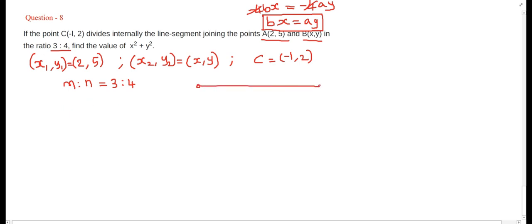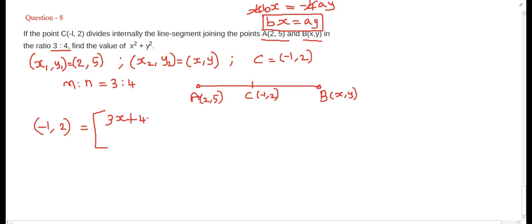So just draw the diagram. A is 2 comma 5, B is x comma y, C is minus 1 comma 2. So equating with the coordinates, minus 1 comma 2 is equal to (m x2 plus n x1) by (m plus n), where m is 3, x2 is x, n is 4, x1 is 2, and m plus n is 7, and (m y2 plus n y1) by 7, where y2 is y, n is 4, y1 is 5.